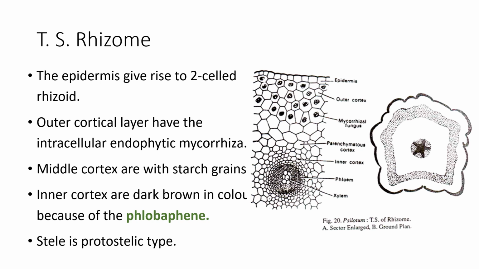Now we are going to talk about the anatomy of Psilotum. The anatomy of Psilotum consists of the rhizome. Usually it consists of a single-layered epidermis which gives rise to rhizoids, and the outer cortex usually contains endophytic mycorrhiza which helps in the absorption of nutrition by solubilizing it. The middle cortex contains starch grains. The inner cortex contains a pigment component which gives the dark brown color to the cells. The stele is protostelic in type.